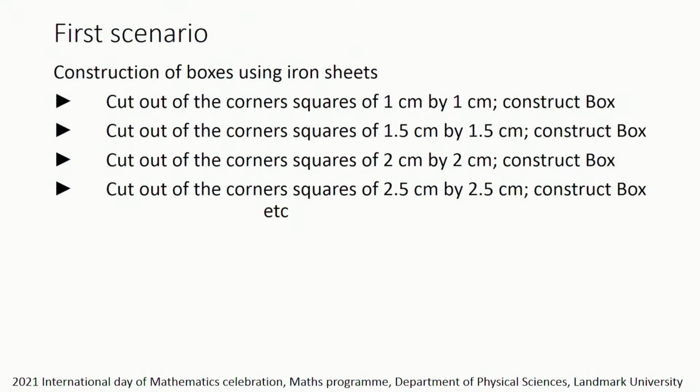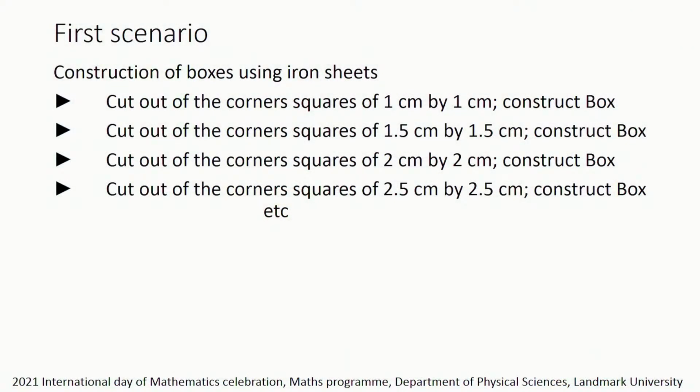So what I did was to look at scenarios. So I have 3 scenarios. And the first one is to look at it from this perspective. Construction of boxes using iron sheets. Okay? I have iron sheets, 17 centimeters by 17 centimeters. I've decided to cut squares of 1 centimeter by 1 centimeter. I fold it. I have the box. I decided to say, okay, it's all right. That's one. I put it aside.